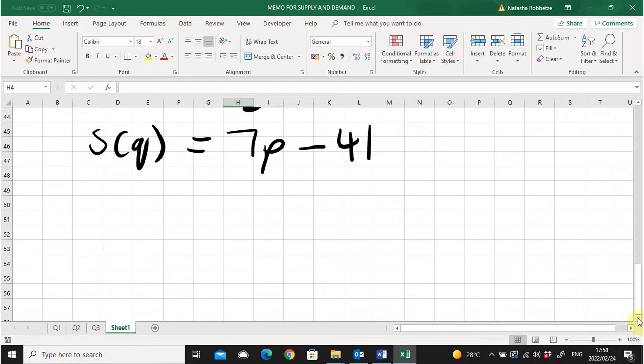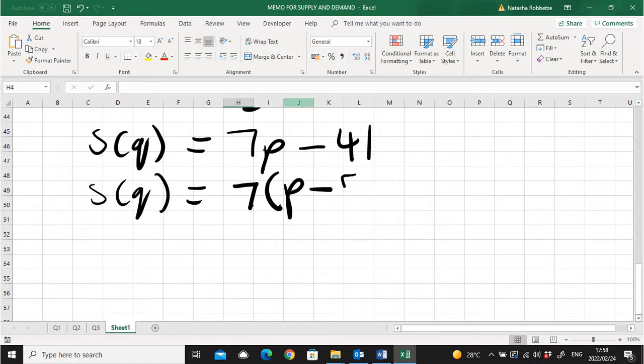Now we need to go and adjust the p with 5 Rand, right? So we're going to say the supply quantity is going to be equal to 7, and now we're going to say price minus the 5 Rand tax, minus 41. Right. Now we're going to say 7 times p is going to be 7p.